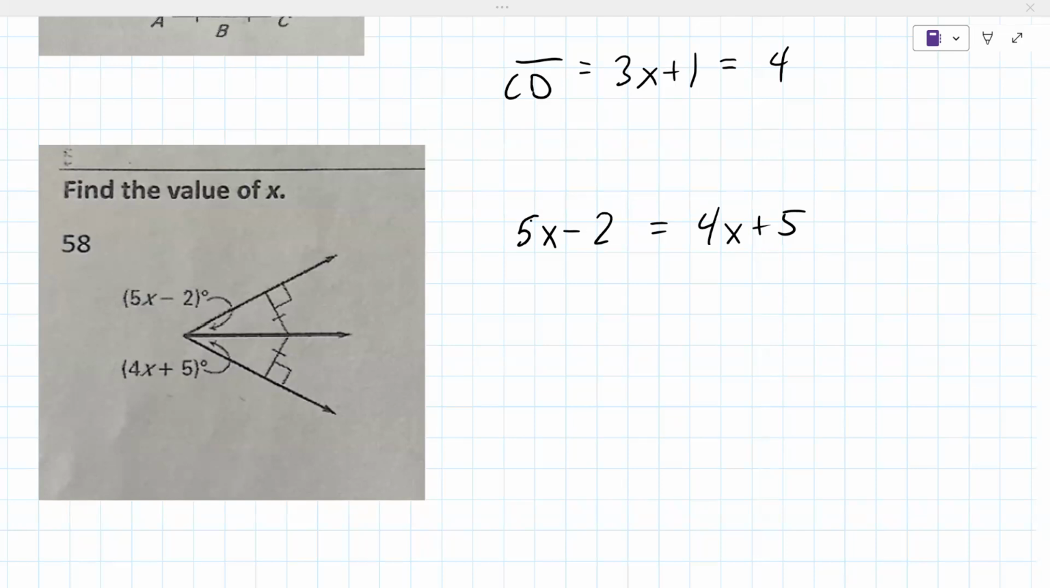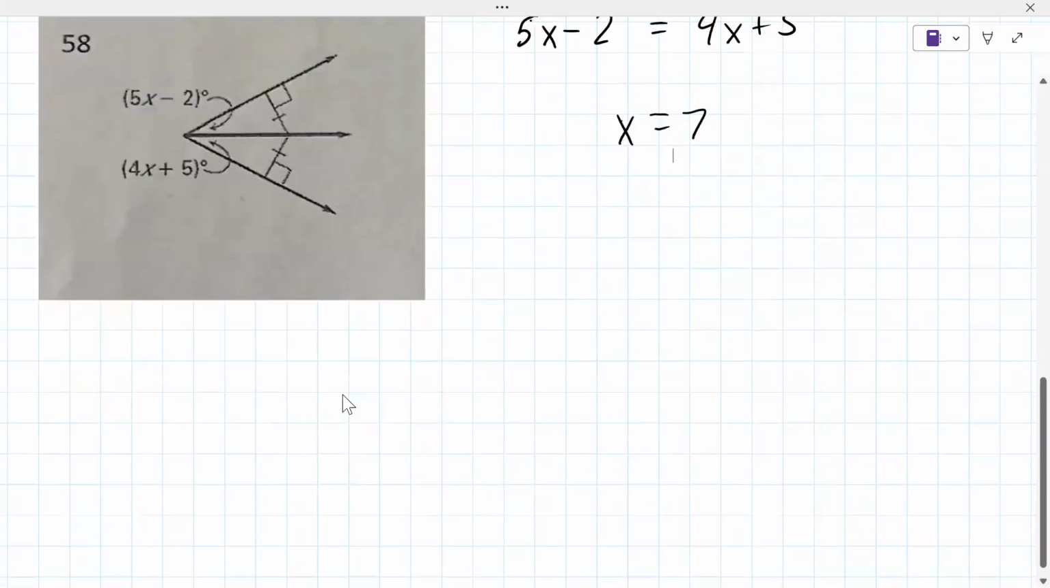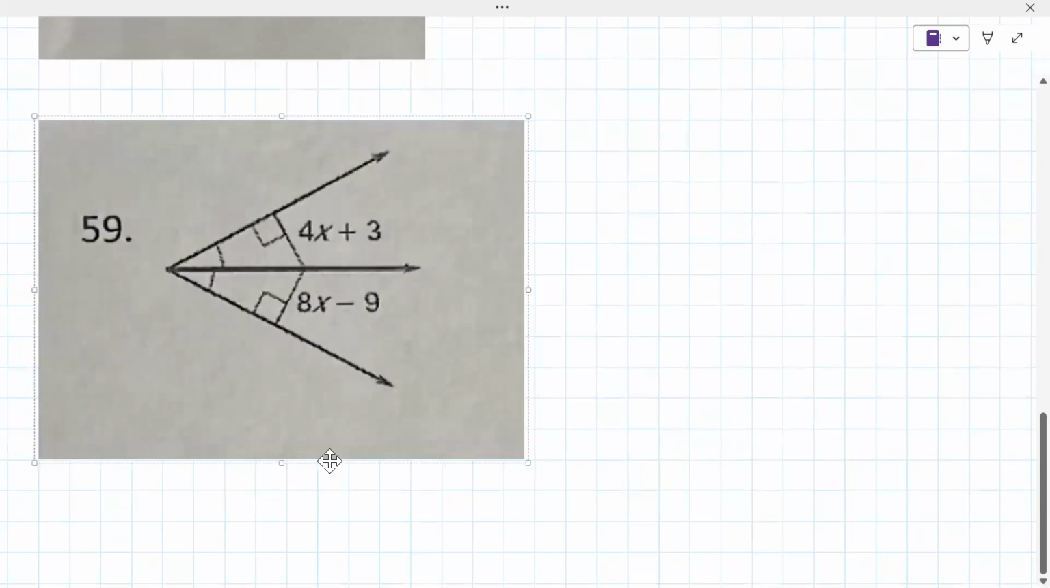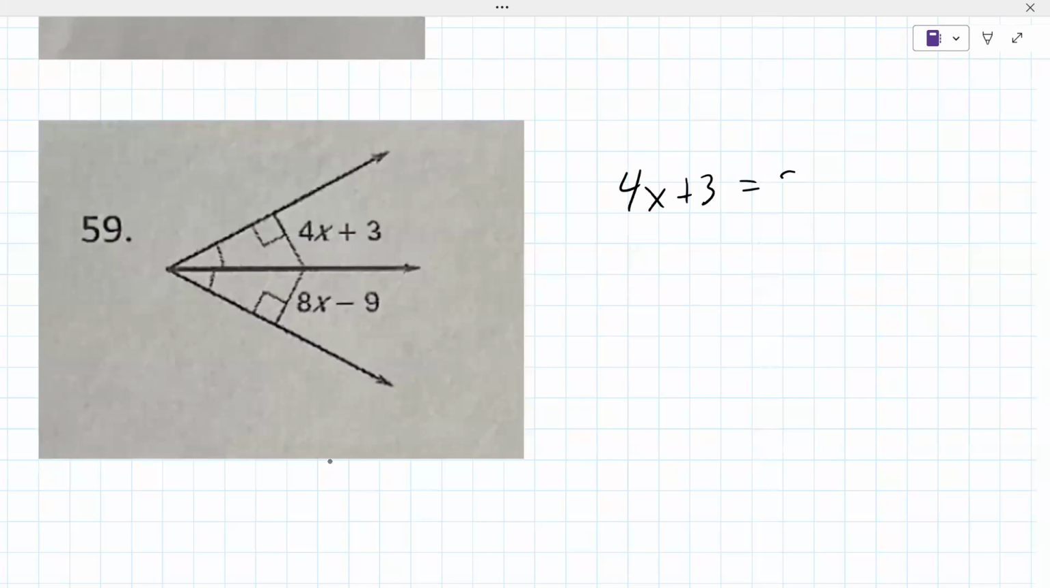X equals 2. So 2. X equals 7. And then 7. X equals 7, and you're done. I mean, if they wanted the angle, you could put that back in. These are just asking you to solve for X. So same thing here. You're going to set the two equations equal to each other.